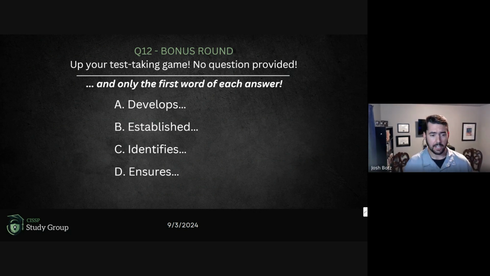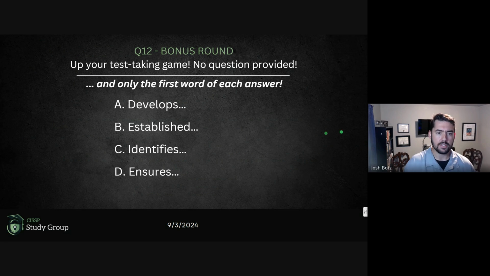But use these tactics. Think like a test writer. Read through them, make sure it makes sense. If you read through them and something sounds funny, it might have sounded funny to the test writers too. So take a second read through it. So that's all we're looking at here. Alex nailed it for us. He develops, identifies, ensures. These are active present tense things. And they slipped up and they put established as the past tense sort of a thing.